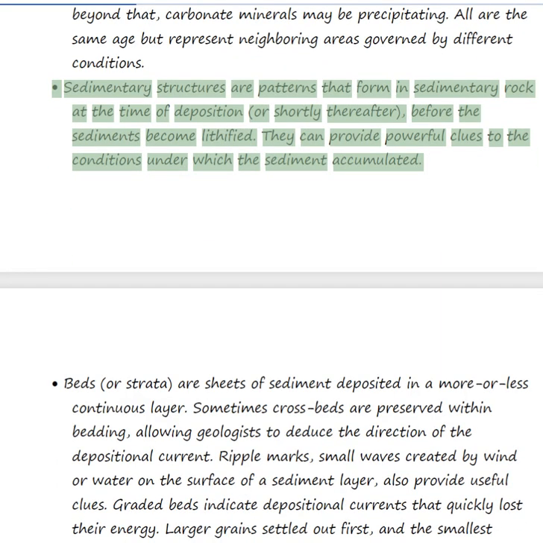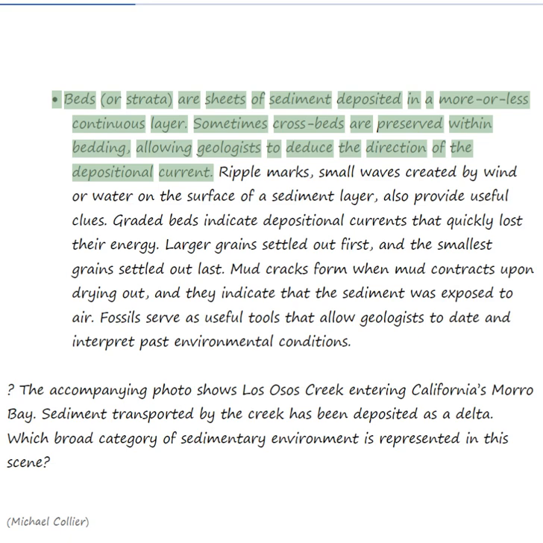Sedimentary structures are patterns that form in sedimentary rock at the time of deposition, before the sediments become lithified. They can provide powerful clues to the conditions under which the sediment accumulated. Beds are sheets of sediment deposited in a more or less continuous layer.